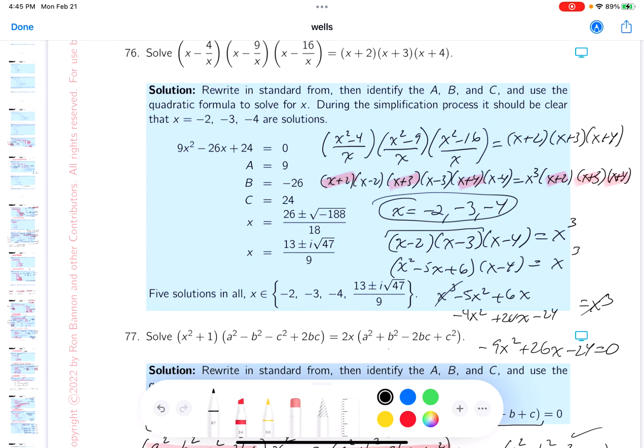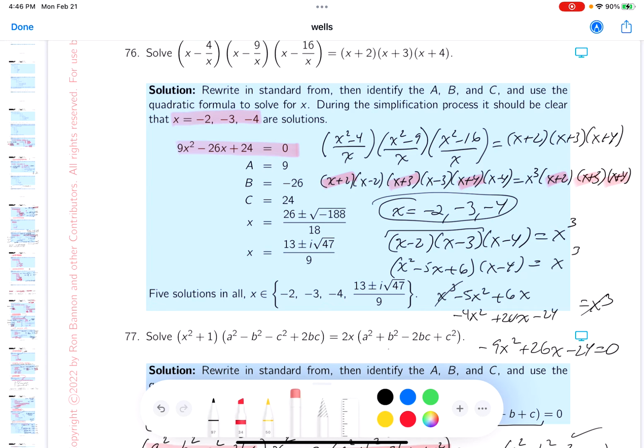I like the coefficient on the square term to be a positive number, so I would multiply both sides by minus 1. And lo and behold, what do we get? What they said we were going to get. We were going to get 9x squared minus 26x plus 24 equals 0. Now again, I want to remind you, we have 3 solutions already. They're written right over here for you.